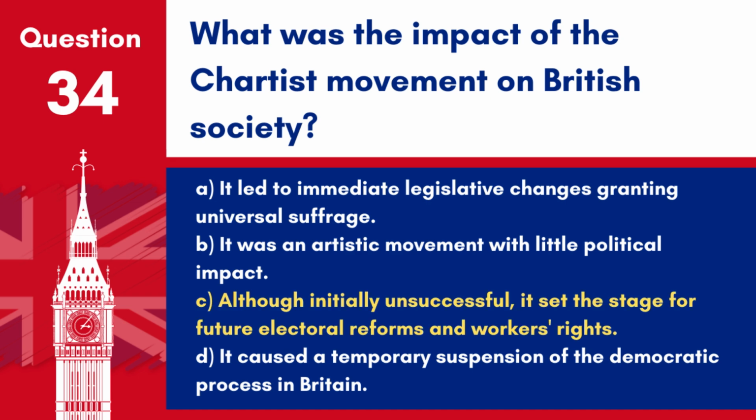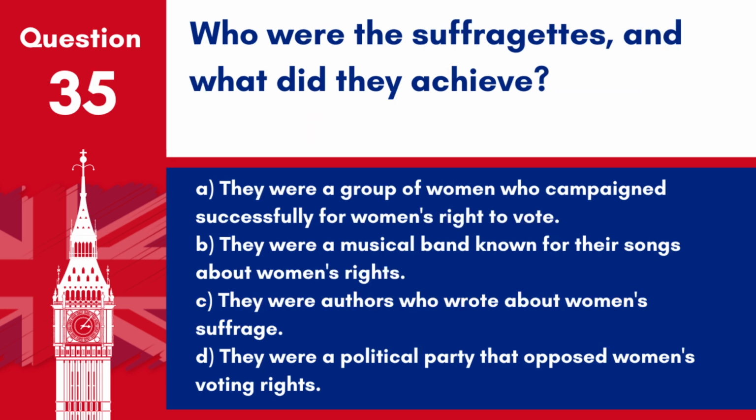Answer: C. Although initially unsuccessful, it set the stage for future electoral reforms and workers' rights. The Chartist movement was significant for its role in advocating for political reforms and influencing the development of democratic principles in Britain. Question 35. Who were the suffragettes and what did they achieve?